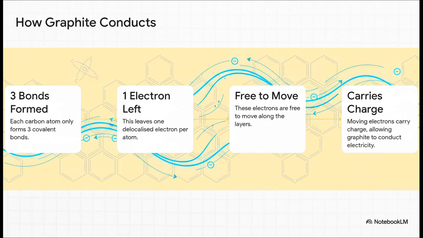And what is an electric current? It's just a flow of charge. These delocalized electrons are the charge carriers, and that's what allows graphite to conduct electricity.